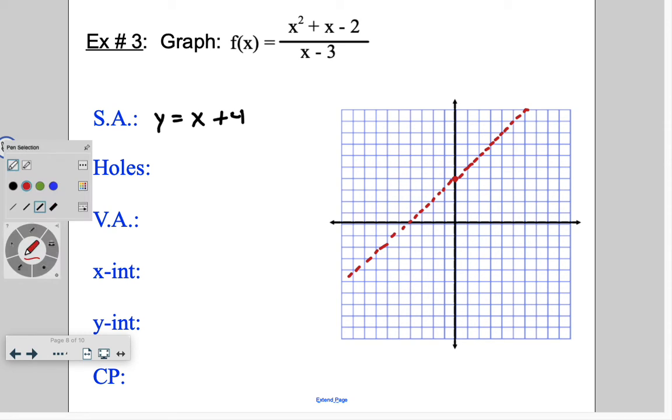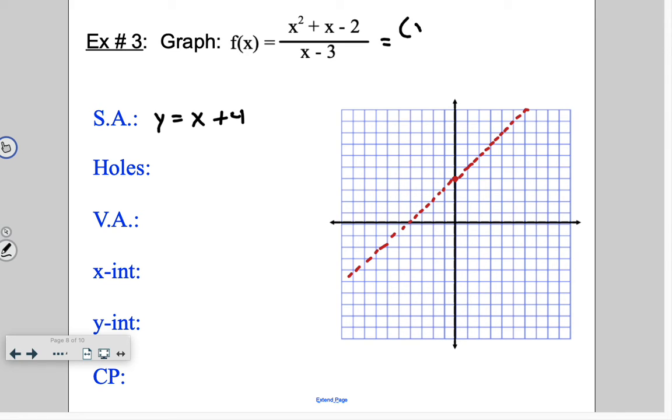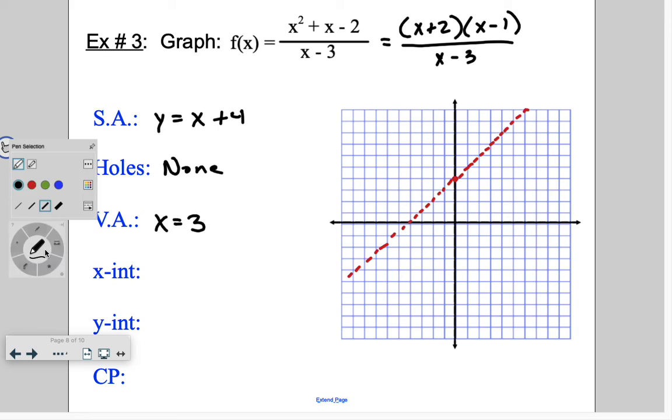Now if we take a look again, let's once again factor and start to take a look whether we've got any factors that cancel. If we factor the numerator, we get x plus 2 and x minus 1. Any holes on this graph? No. Again, because there's no factors that cancel. If there was, we would have to find it. But in this case, there are no holes on the graph. Vertical asymptote where? X equals 3, because that's where the denominator would equal 0. So at x equals 3, we have a vertical asymptote.